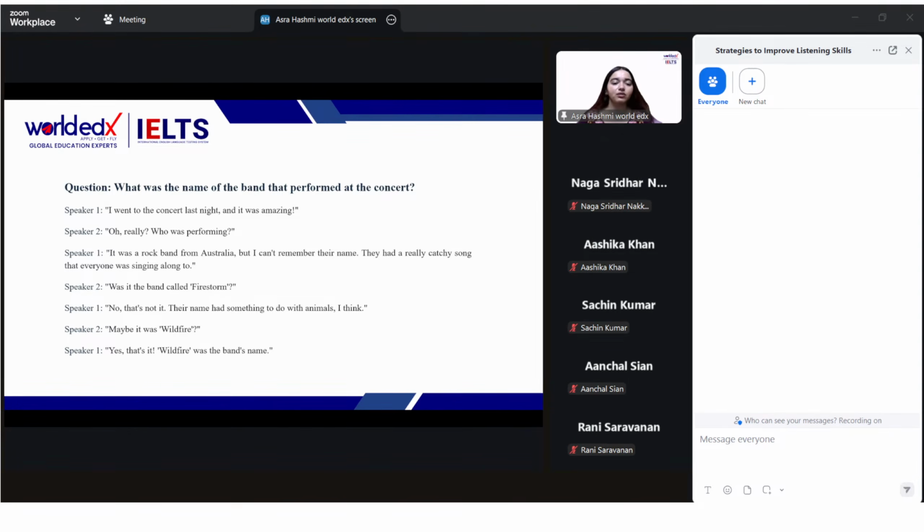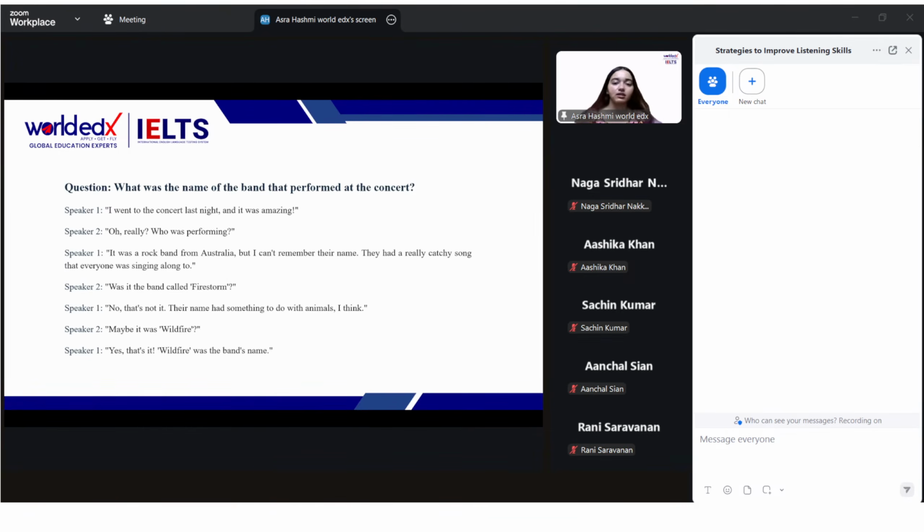Is it Firestorm? No, it's not. The name had to do something with animals, I think. Maybe it was Wildfire. Yes, it was Wildfire.